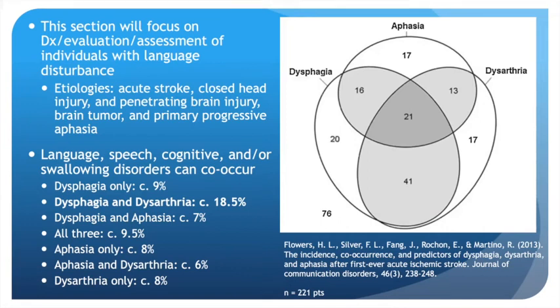Which makes sense because you would expect swallowing disorders and oral motor weakness, lack of coordination, and lack of range of motion to co-occur. That's kind of logical. Dysphagia and aphasia were about 7% comorbid. All three occurred in about 9.5%. Aphasia only was 8%. Aphasia and dysarthria was about 6%, and dysarthria only was 8%. So very similar percentages for the most part, except dysphagia and dysarthria was very likely to co-occur.